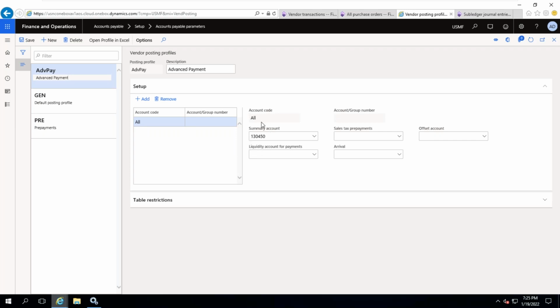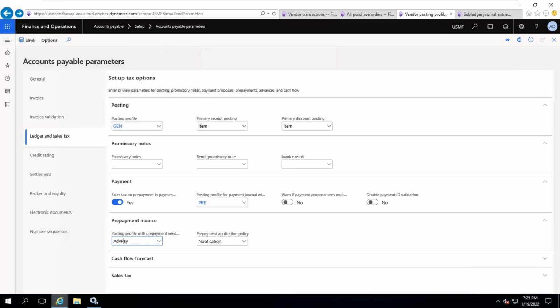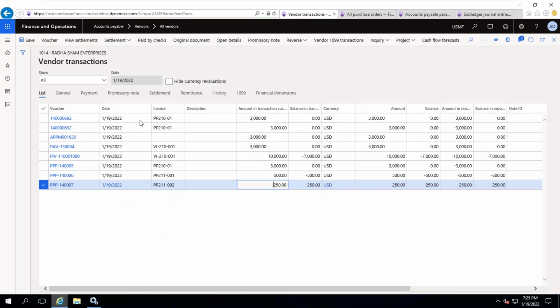Yes, sir. I got it, sir. So for this, you need to set up a separate account in the prepayment invoice profile. In the same manner, if you are doing direct payment, you can map it like this.